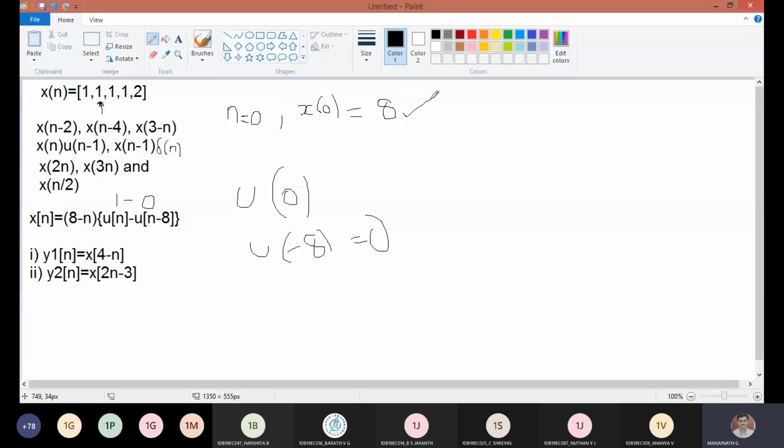Yes, sir. So let's go with 1. Substitute n equal to 1, the same way we did just now. Just go ahead. What is the value of x of 1 now? Others, did you get what we are trying to solve here?